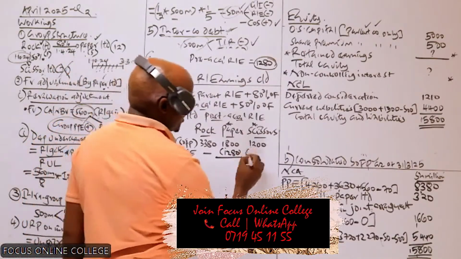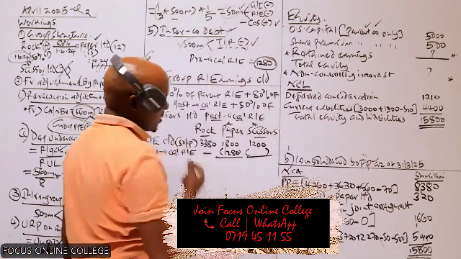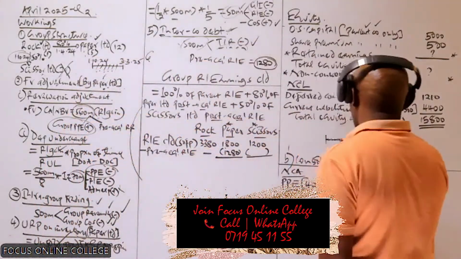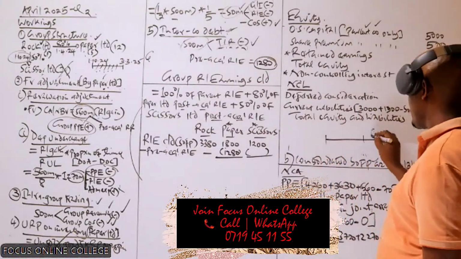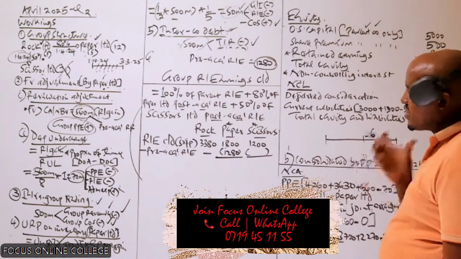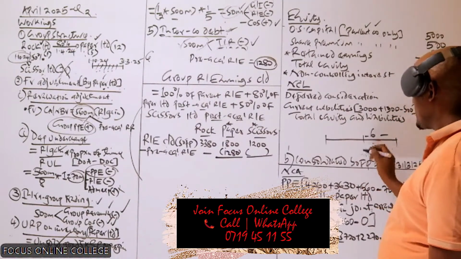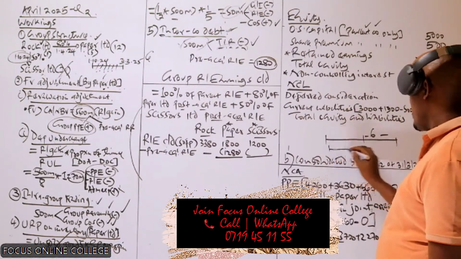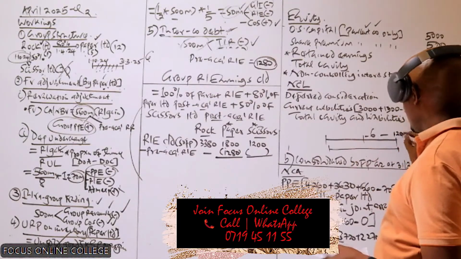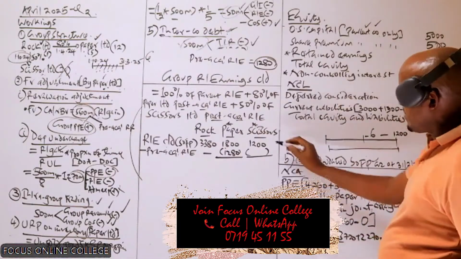And then what about Sisters? When was it acquired? I hope you can remember when Sisters was acquired. Sisters was acquired 6 months to the end of the year. Basically, for Sisters, we need to have, first of all, its retained earnings at the end. Its retained earnings at the end for Sisters is 12, the value which we have here.